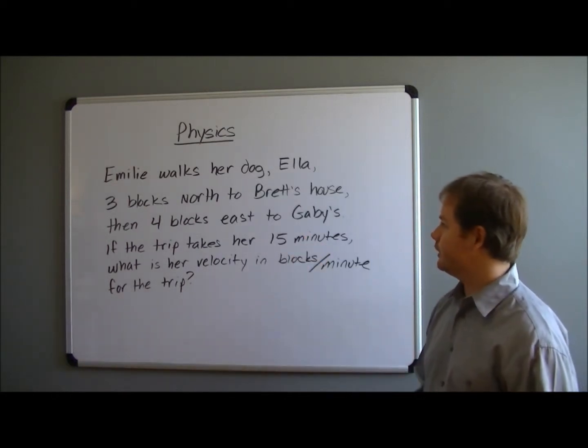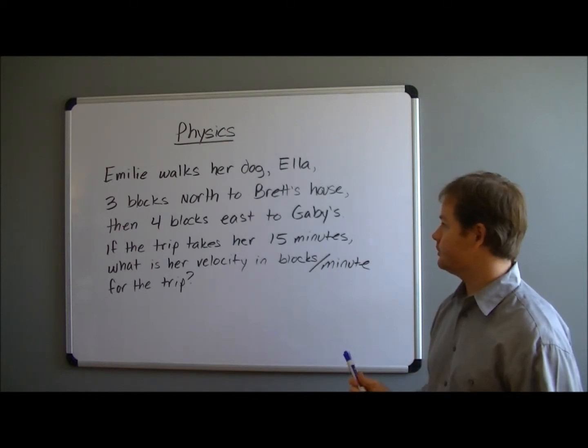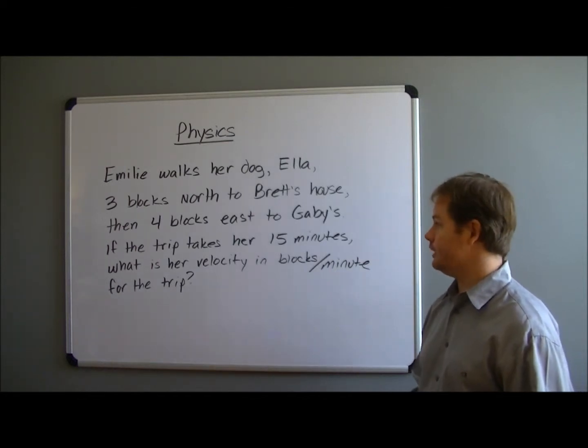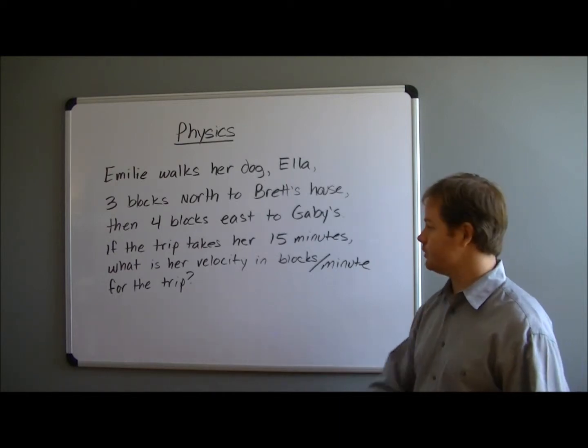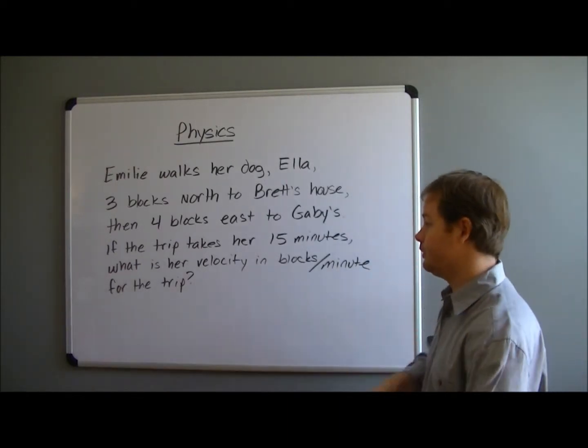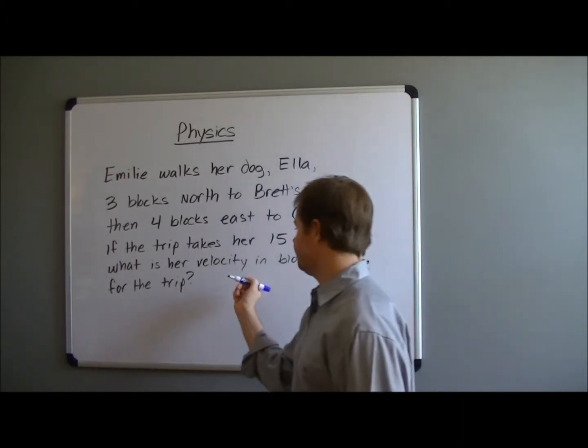Emily walks her dog Ella 3 blocks north to Brett's house, then 4 blocks east to Gabby's. If the trip takes her 15 minutes, what is her velocity, keyword here is velocity, in blocks per minute?